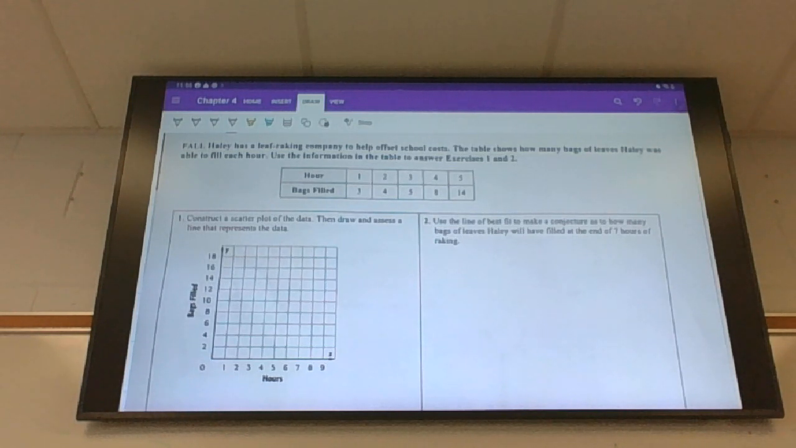Okay, back at it. Filling in leaves. All right, so we gotta plot the points. So we got in 1 hour, that's 1, 3. These are your X's and these are your Y's. So 3 is kind of in the middle. The bags are going by 2s and the hours are going by 1s. They filled 4 bags, or I guess this is just Haley, 4 bags in 2 hours.